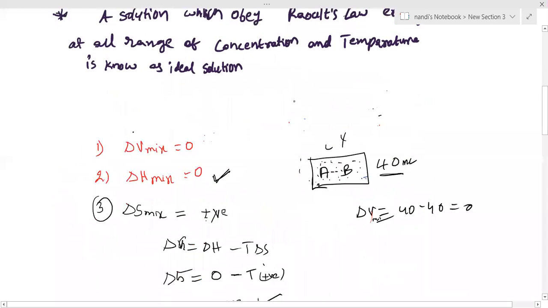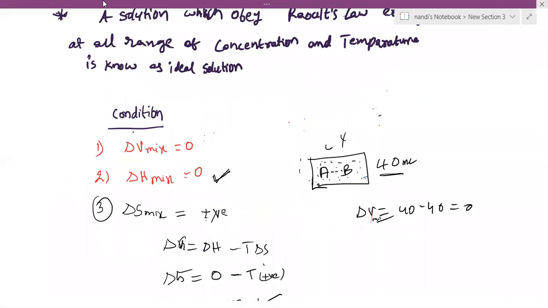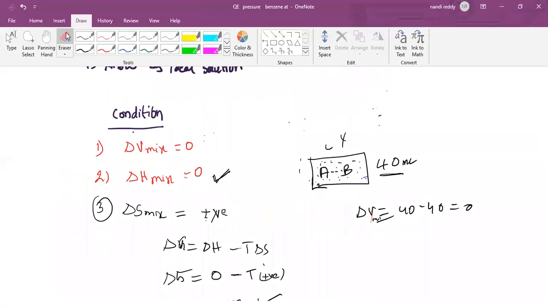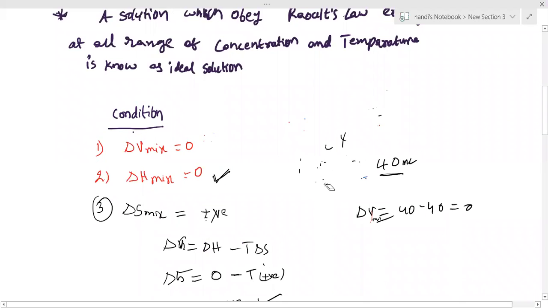Right, next, conditions for an ideal solution. These conditions should be satisfied. Delta V mixture equals 0. I'm going to explain the meaning of everything. I will explain every point, you don't worry.